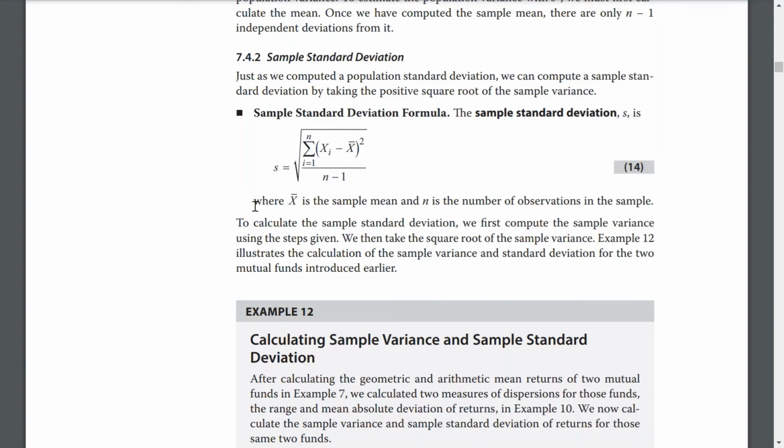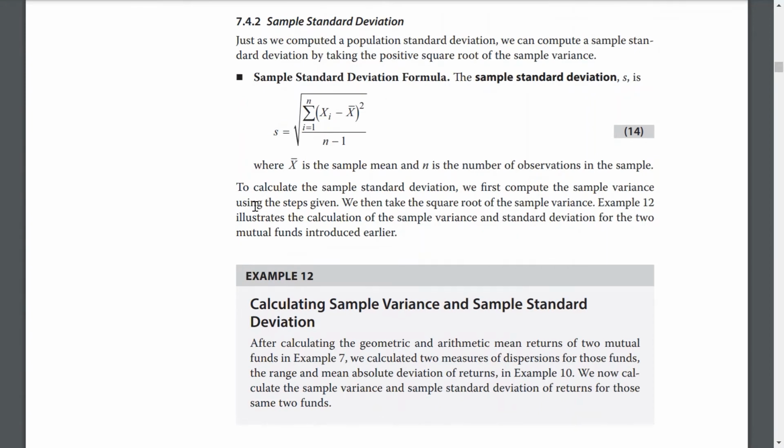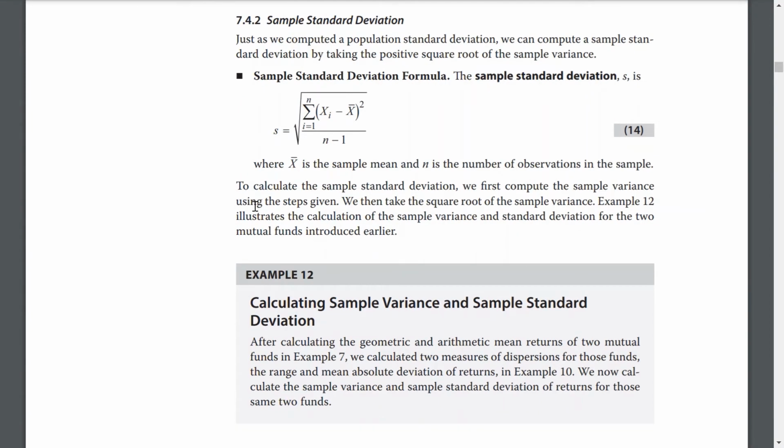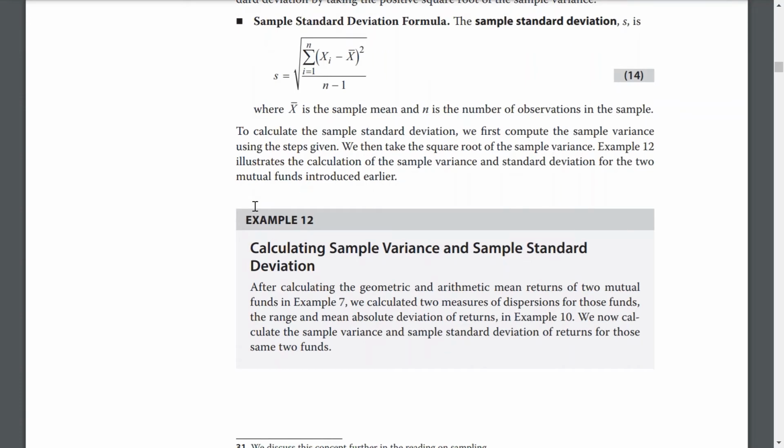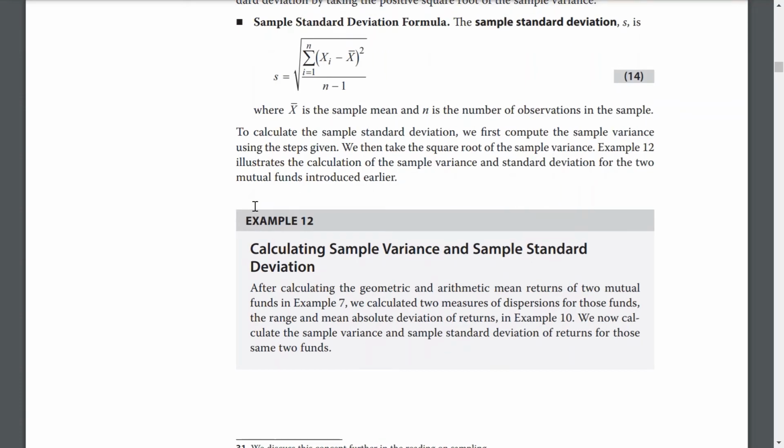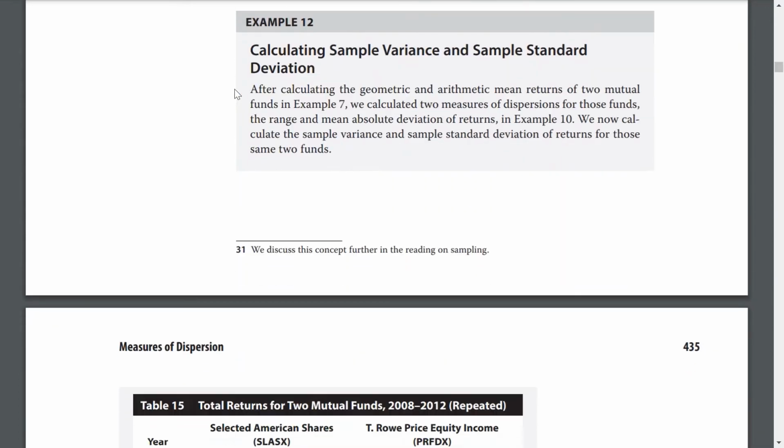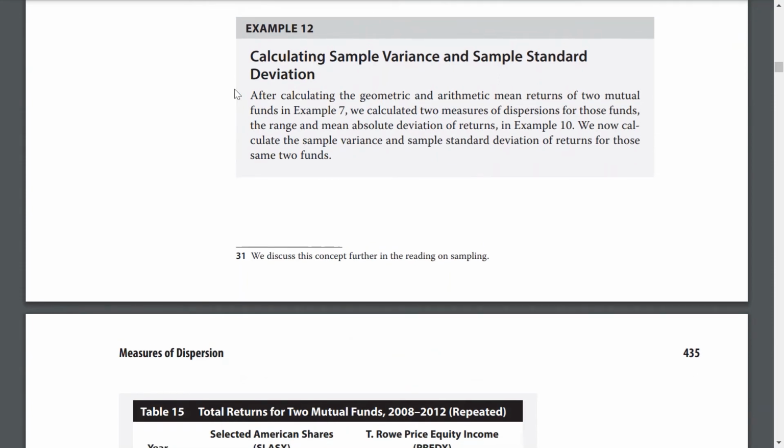To calculate the sample standard deviation, we first compute the sample variance using the steps given. We then take the square root of the sample variance. Example 12 illustrates the calculation of the sample variance and standard deviation of the two mutual funds introduced earlier. Calculating sample variance and standard deviation.